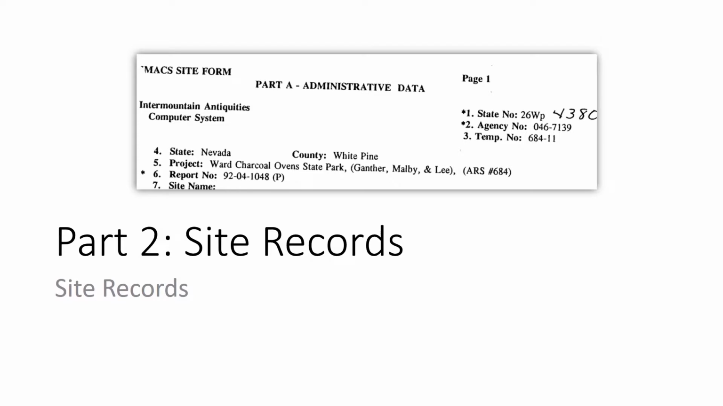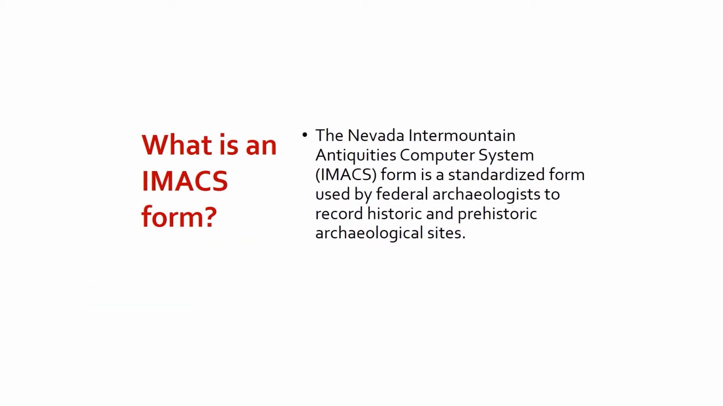When we go out to baseline a site, we start with a site record. This is usually in the form of an IMACS, or Intermountain Antiquities Computer System, form. It's a standardized form that's used by federal archaeologists to record historic and prehistoric archaeological sites.